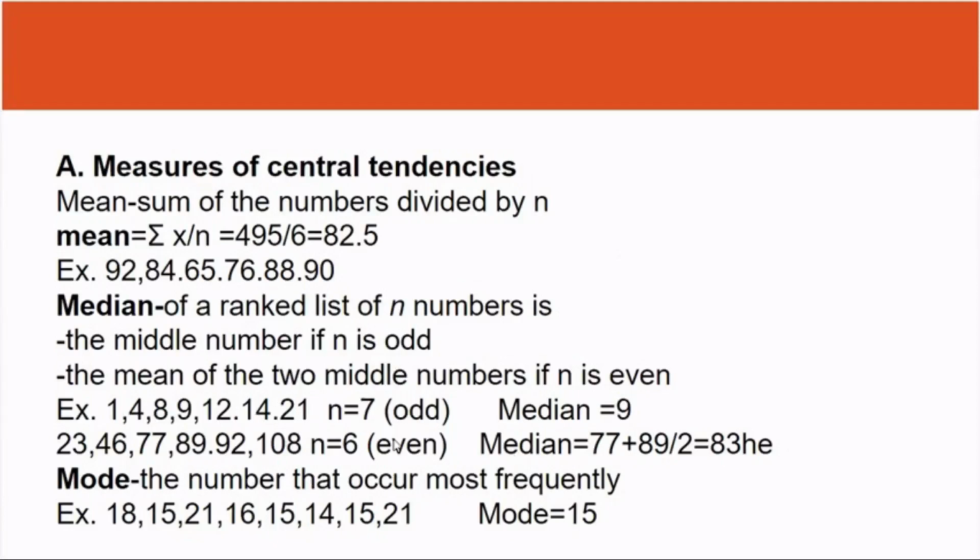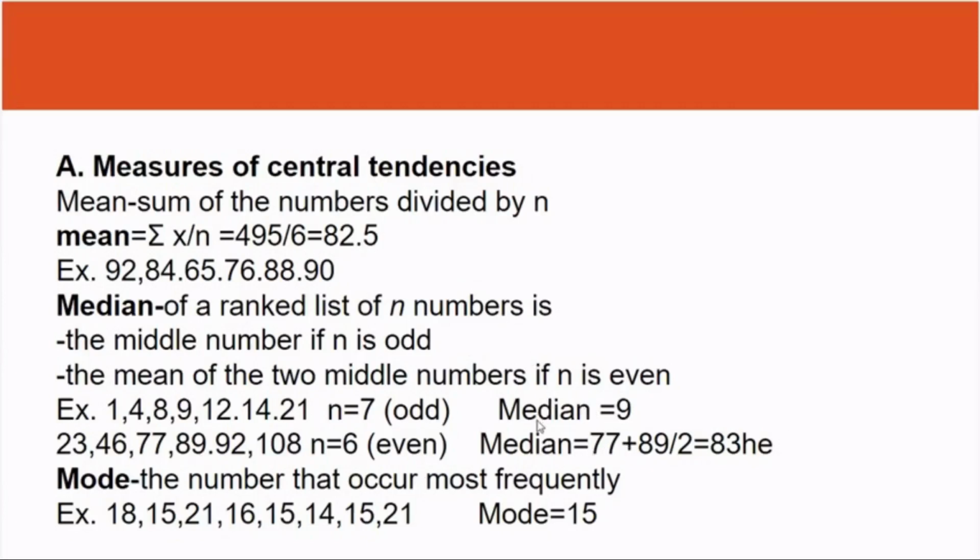Then, we have here an even number. So, dahil even siya, ano pong gagawin natin? So, si third at si fourth value is i-divide nyo po sila or you would get the mean. So, add nyo lang siya, 77 and 89. Ilan po ang terms? Dalawa. So, 77 plus 89 divided by 2. So, that gives you 83.